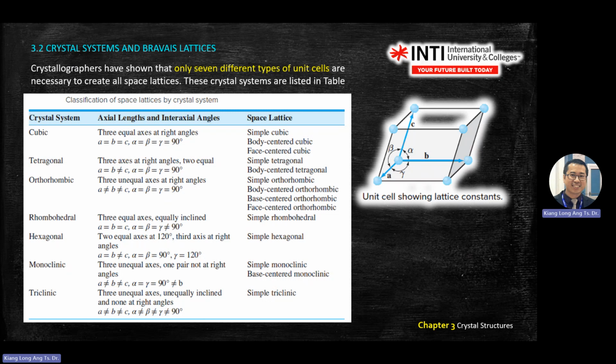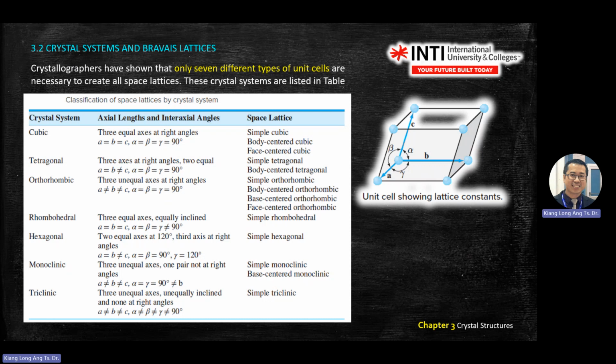For the cubic system, in this chapter you need to know how to calculate alpha, beta, gamma, A, B, and C, and how to arrange them. This is the main focus of this chapter. If you calculate and get 90 degrees, it falls under this category. It means the sides are the same, A equal to B equal to C, and alpha, beta, gamma are all 90 degrees, meaning a perfect cube. It's under the cubic crystal system, and you have three types of space lattice. We will go into detail later.